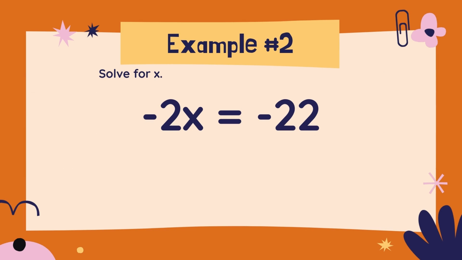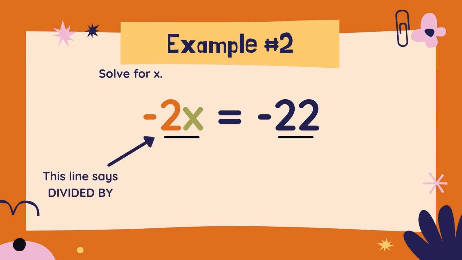Example number 2, solve for x. Negative 2x equals negative 22. Again, we have a number right next to a variable. This means multiplication. Negative 2 is being multiplied by x. We need to undo this by dividing. So we write a line underneath both sides of the equation that says divided by. Then we can write a negative 2 also underneath both sides of the equation. That shows that we are dividing both sides of the equation by negative 2.